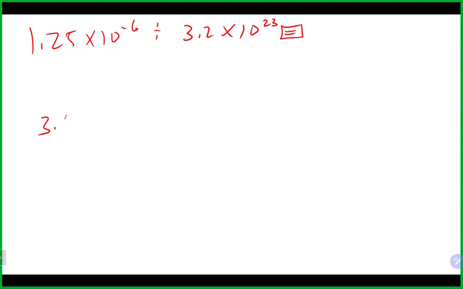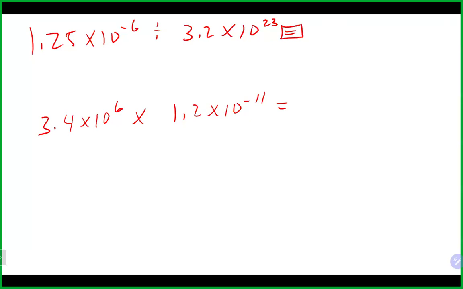All right, so let's try it, just to make sure. Let's do 1.25 times 10 to the minus 6 divided by 3.2 times 10 to the 23. Let's see what you get. And let's do 3.4 times 10 to the 6 times 1.2 times 10 to the minus 11 and see what you get there. Punch those in your calculator properly with scientific notation and see what you come up with.